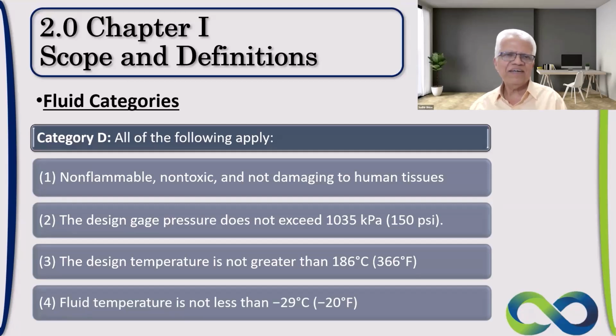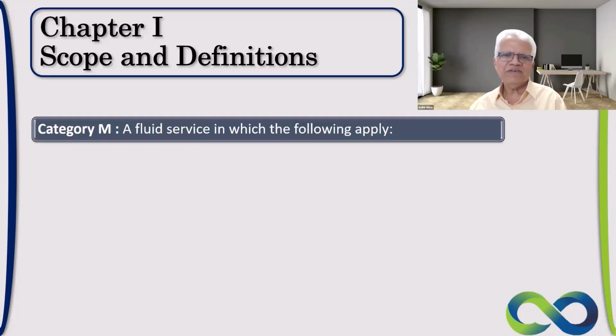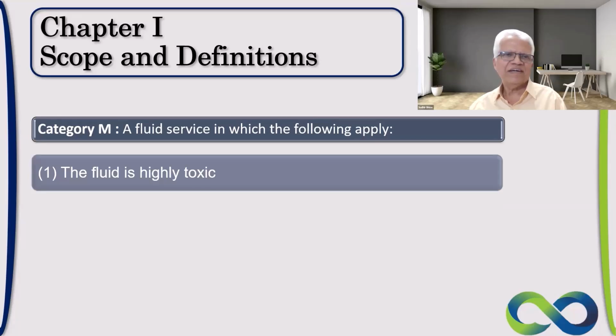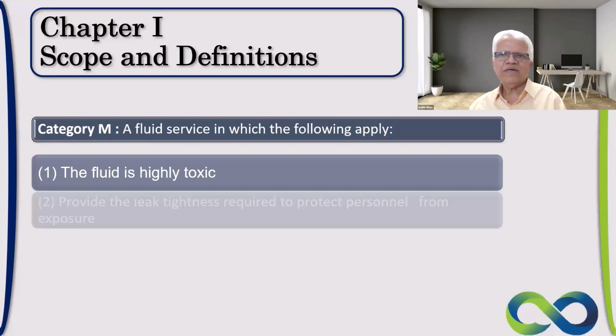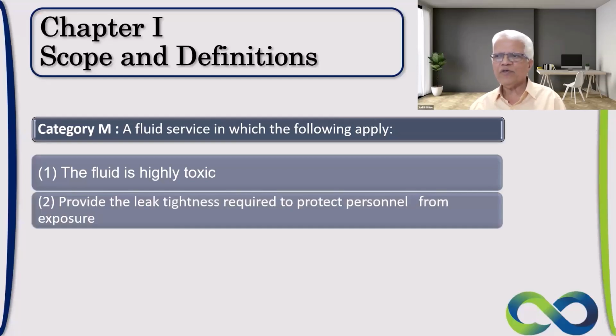Okay, so coming to the next category, Category M: a fluid service in which the fluid is highly toxic. It says that the design should provide the leak tightness required to protect the personnel from exposure. That is why it needs proper protection, so that it does not expose the personnel who are operating in that particular area to the fluid.